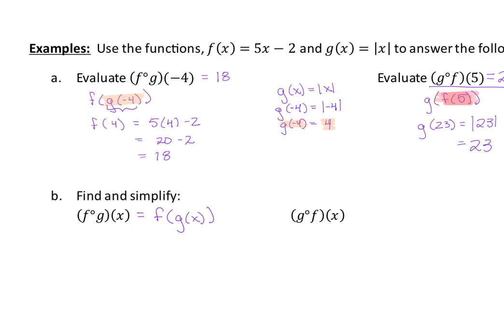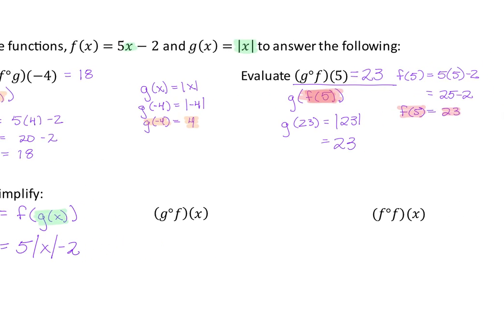Just like when we plug in numbers, what we want to do here is replace the x in the f with whatever g of x is equal to. If we do that, what we get is 5 times, I replace my x with my g of x, which is absolute value of x, and then we have minus 2. And we're done. This is our simplified function.